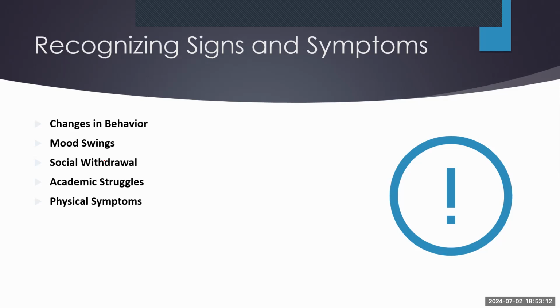Like maybe they used to love playing football with their friends on the playground, and suddenly Susie doesn't want to play. She just wants to sit on the sidelines. She will not become involved. So we want to start asking those questions of why. Academic struggles, such as a decline in academic performance, difficulty concentrating, or lack of motivation to complete assignments. Physical symptoms, such as complaining about headaches, stomachaches, or fatigue, that may indicate underlying emotional distress.